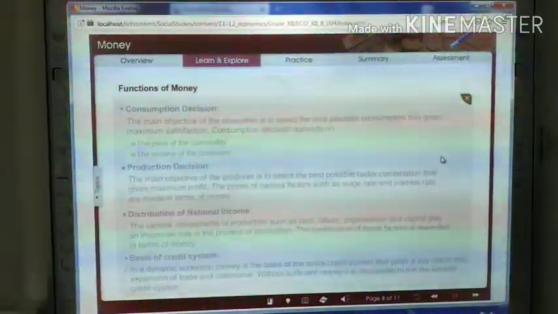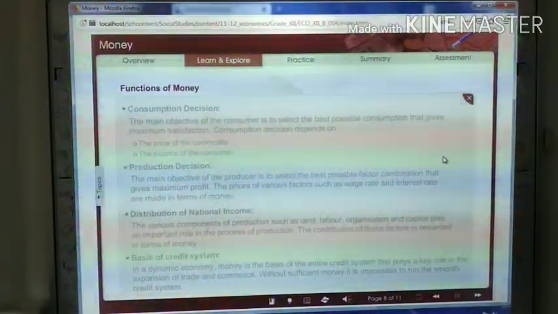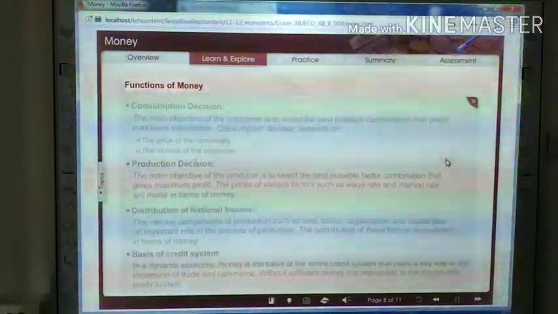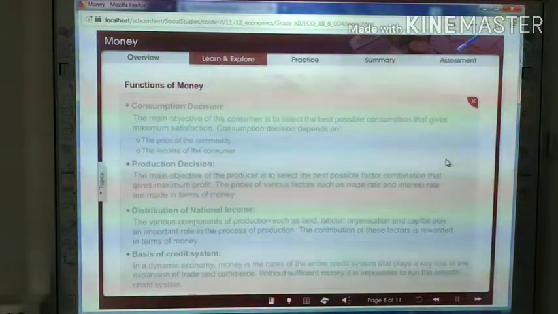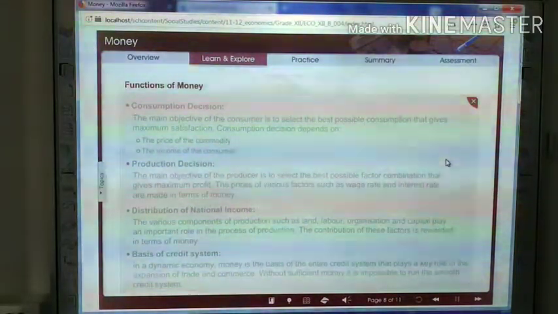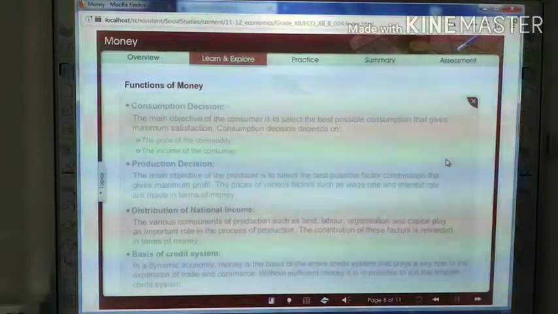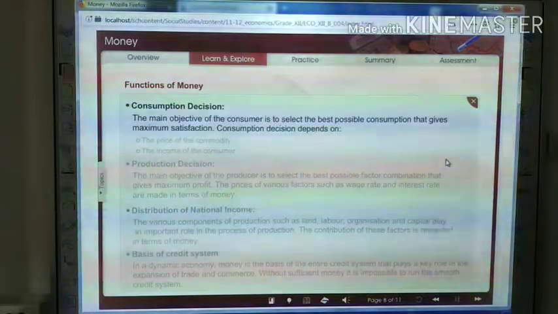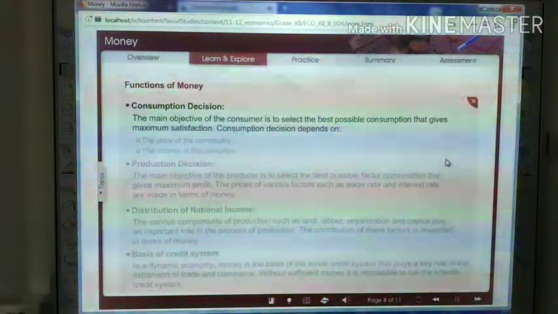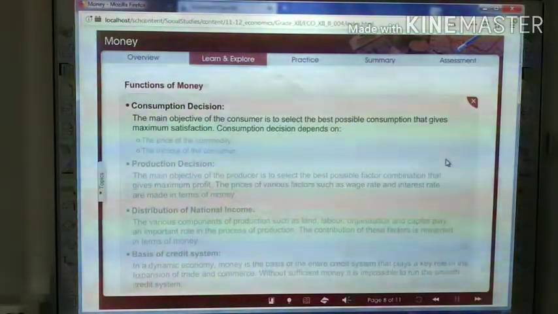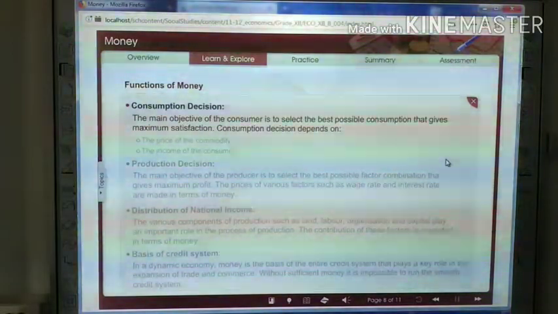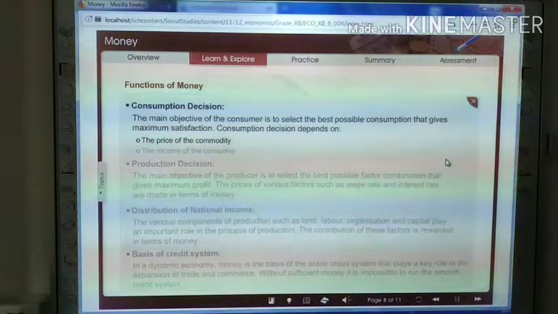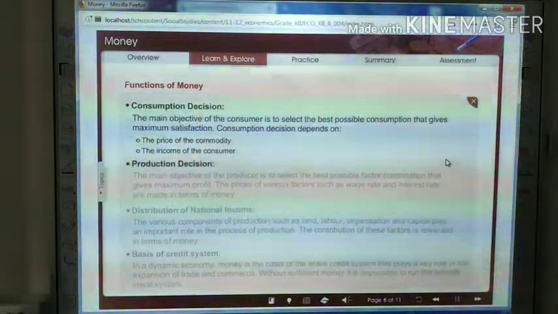Contingent functions imply using money in assisting various economic agents in making their economic decisions. Contingent functions are classified as consumption decision, production decision, distribution of national income, and basis of credit system. Consumption decision. The main objective of the consumer is to select the best possible consumption that gives maximum satisfaction. The consumption decision depends on the price of the commodity that is to be consumed as well as the income of the consumer. Production decision.